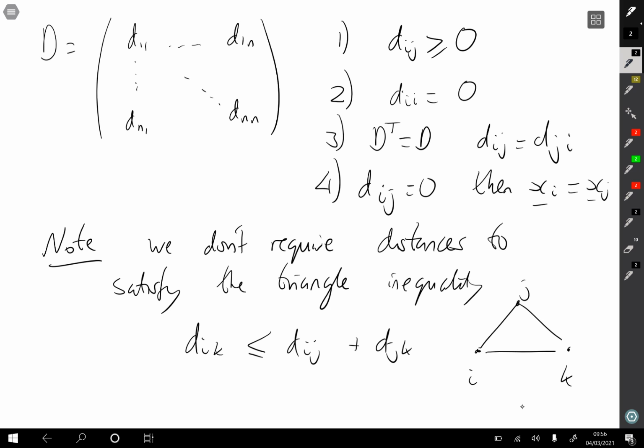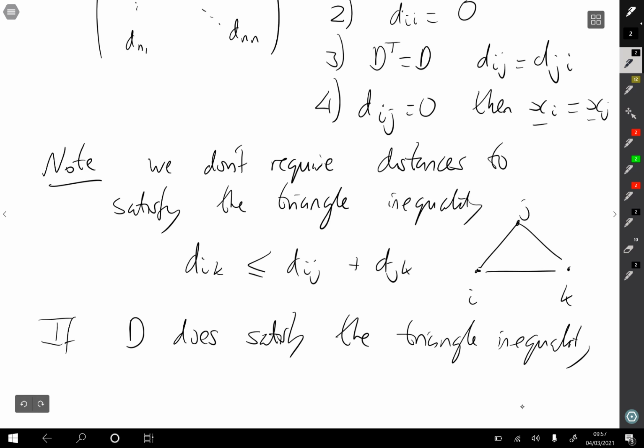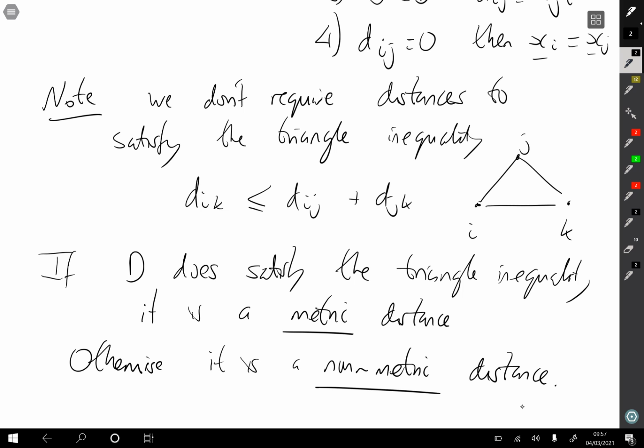So that's something we normally assume about distances. We don't require that here. We don't require this to be true. If it is true, so if D does satisfy the triangle inequality, it is a metric distance. Otherwise, it's a non-metric distance. All reasonable distances in mathematics are metrics.